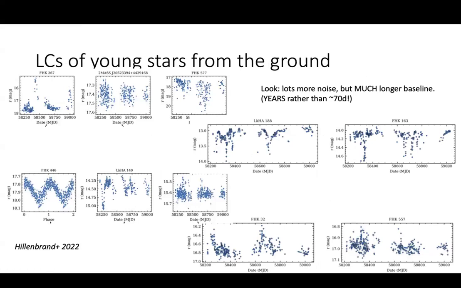Here are examples of light curves of young stars from the ground. There are some things that look very similar, right? Bursty things, dippy things, periodic things. There's lots more noise, but look, it's a much longer time baseline. These are over years rather than 70 days.